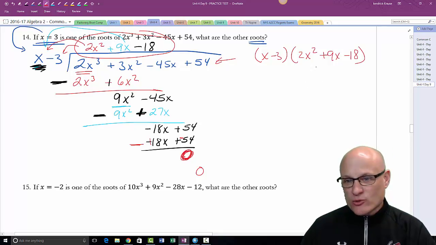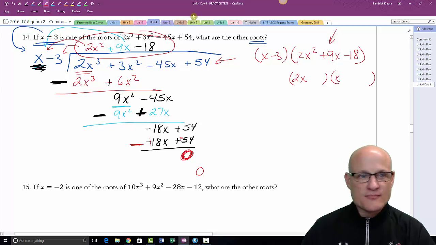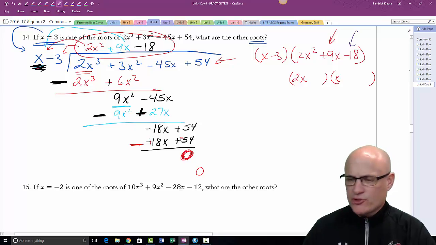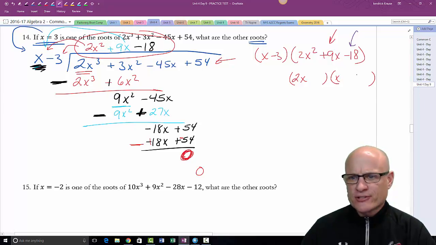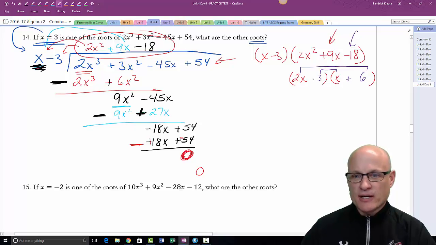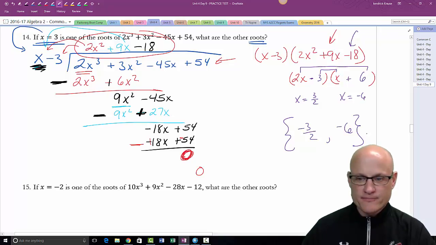But I want the other roots. That means I have to continue to factor this thing. So 2x and x. I have to find a way to multiply to 18 that adds up to 9. So let's see. I'm going to try 6 and 3. There's 12, and there's 3. Ooh, I got it. So plus and minus. That's weird. So x equals 3 over 2 here, and x equals negative 6. So my two answers are 3 over 2 and negative 6.